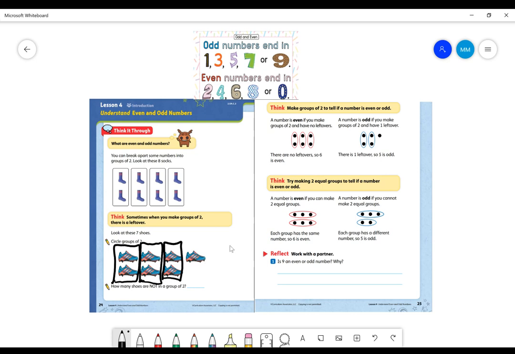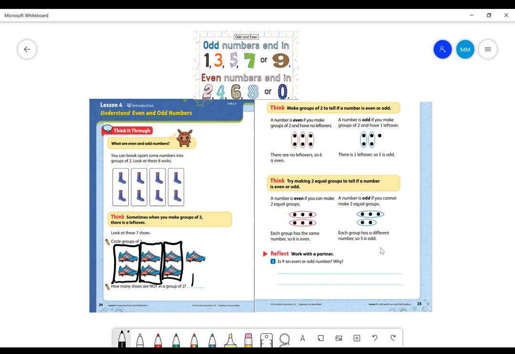And how many shoes are not in a group of 2? I have 1 shoe, right? So how many shoes are not in a group of 2? 1 shoe. Our 7th shoe. How many more would I need to make a group of 2? I need 1 more, and if I added 1 more to 7, it would make 8.